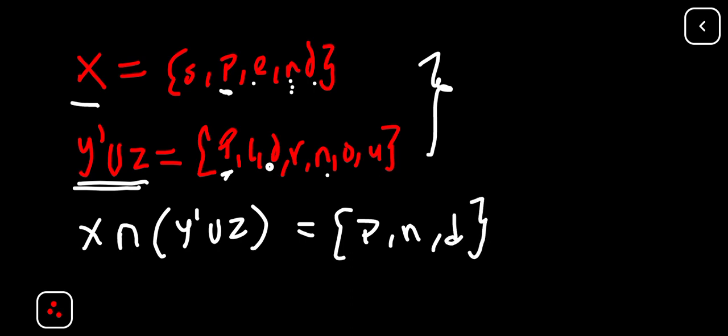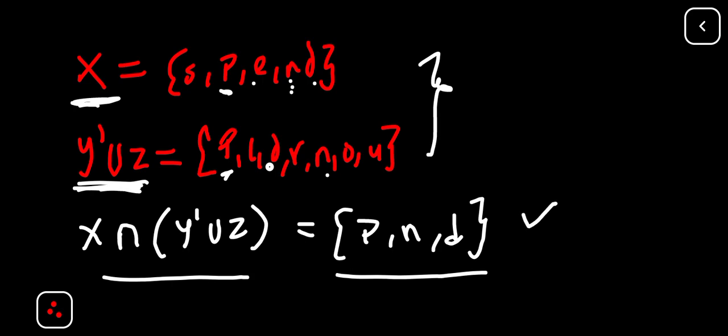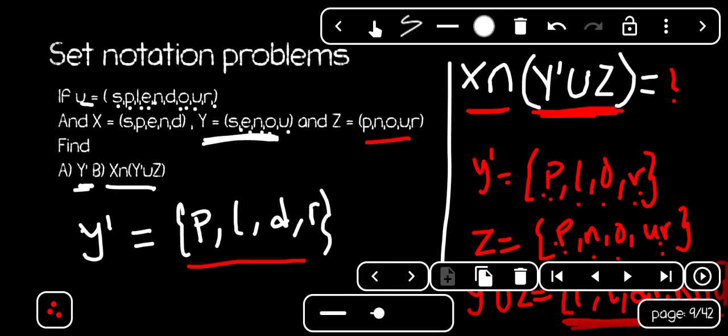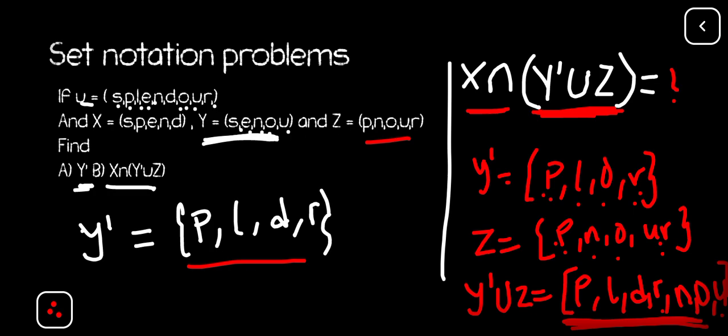Okay. So at the end of the day, the answer to our question is P and D. These are the common elements in X and in the union of the complement of Y and Z. So if you solved and got this, possibly this is your answer. And that is how you are able to solve your first problem in set notation.